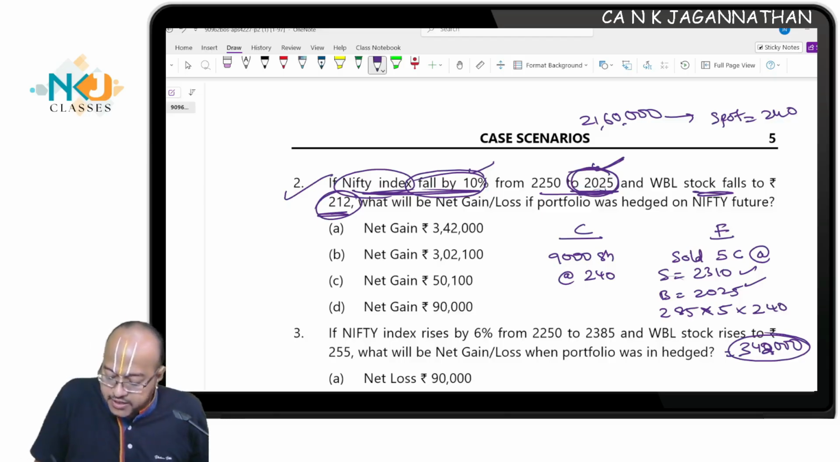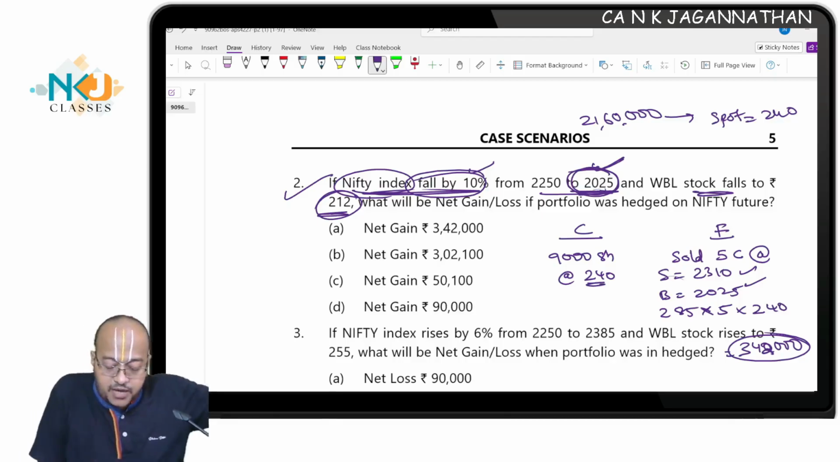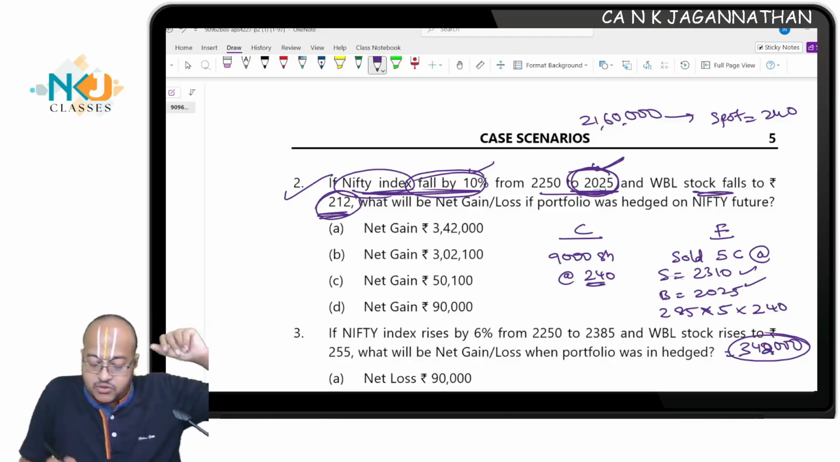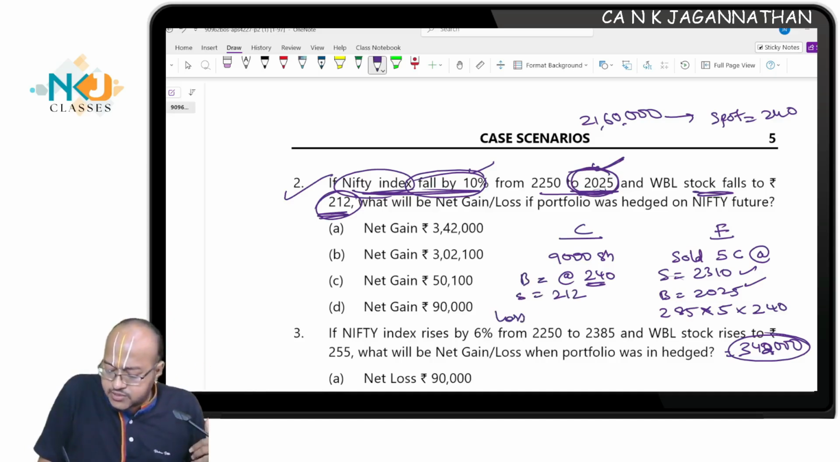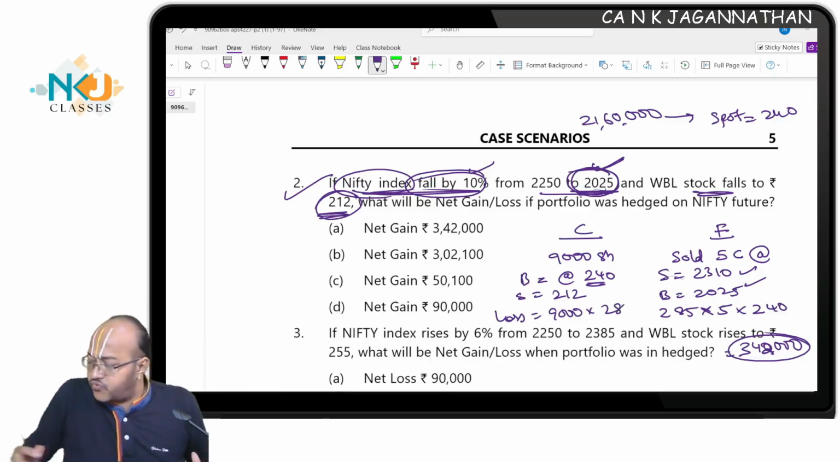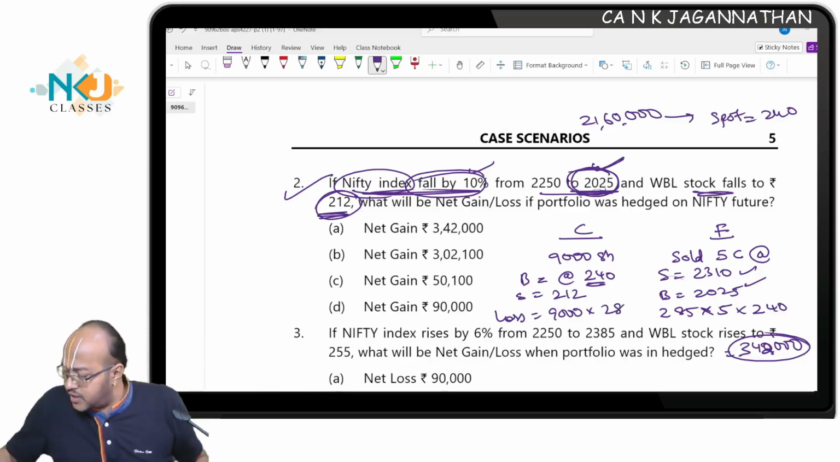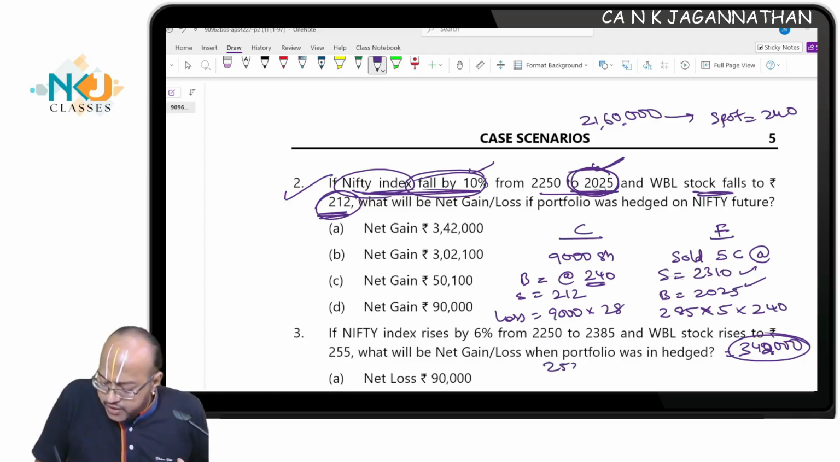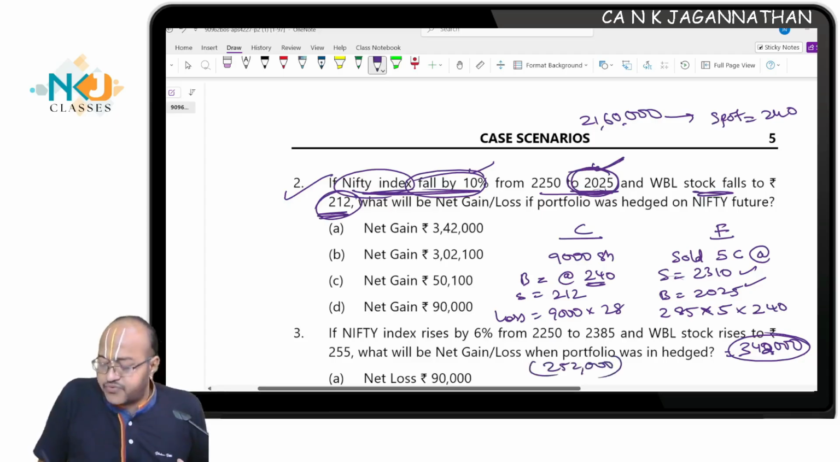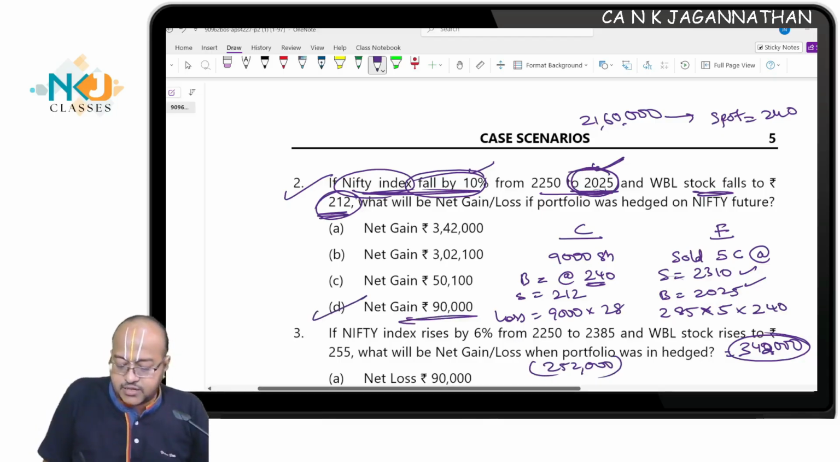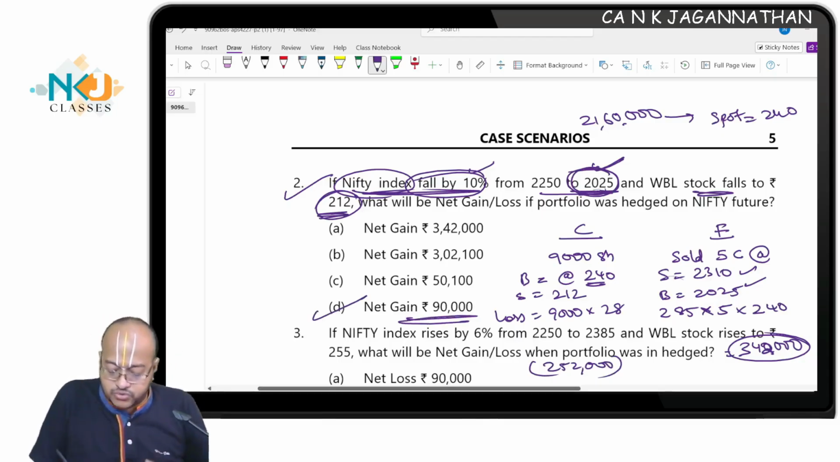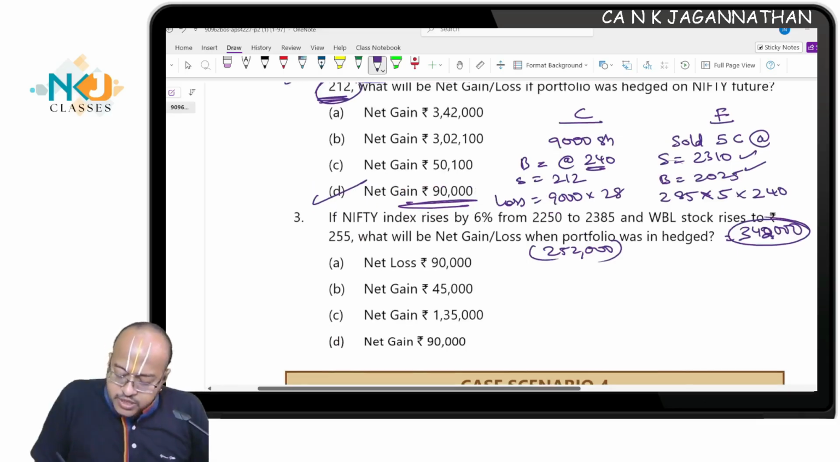Now come to the cash market. In the cash market, you had bought the shares at 240. Now the share price became 212, which means you bought at 240 and are selling at 212. Gain or loss? Loss. How much is the loss? 9,000 into 28, yes, 240 minus 212 is 28. So 9,000 into 28 is the loss amount: 2,52,000. Now tell me, children, 2,52,000 is the loss, 3,42,000 is the gain. Net gain of how much? 90,000. Are you all understanding? That is the solution.